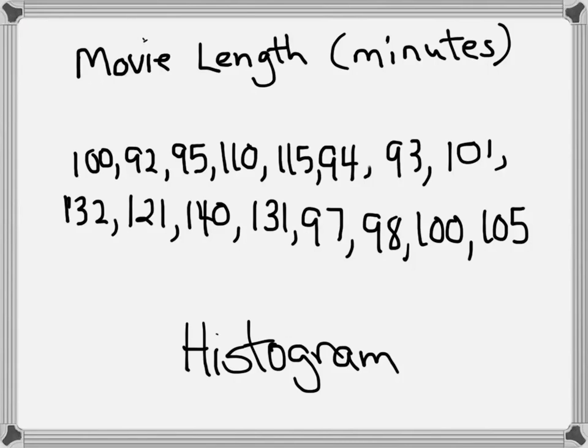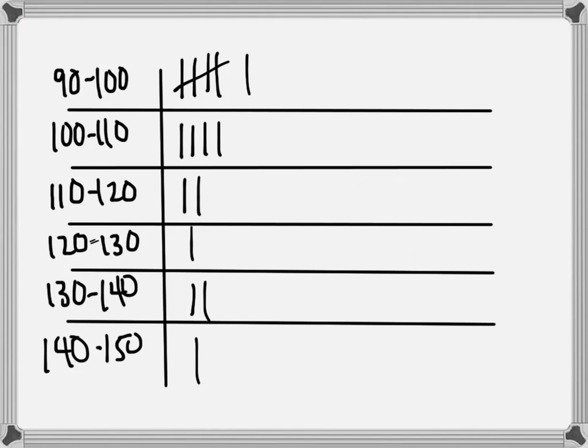So here we have a number of different movies of all different lengths. We take a look at the longest movie, which is about 140 minutes, and the shortest movie, which is around, I think, 92 minutes here. And we find the difference. That difference allows us to come up with the range, and from that range we can actually create our frequency table. The frequency table looks something like this.